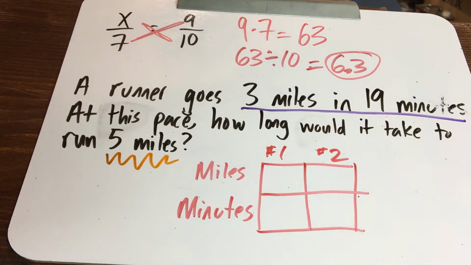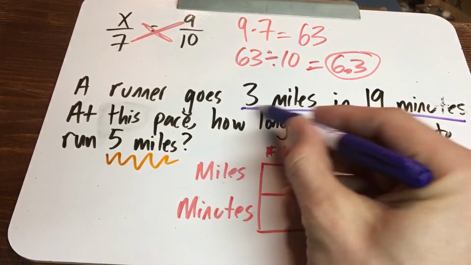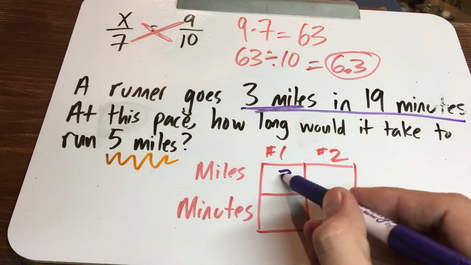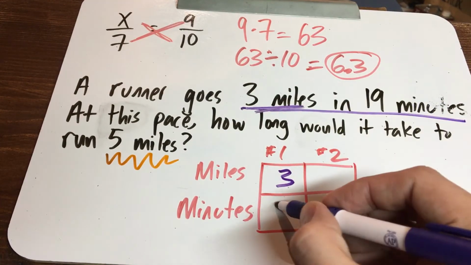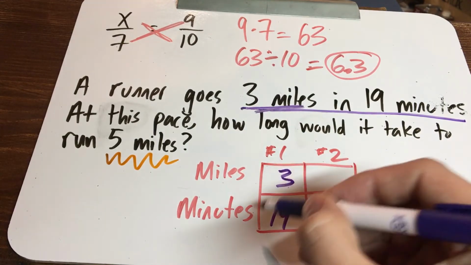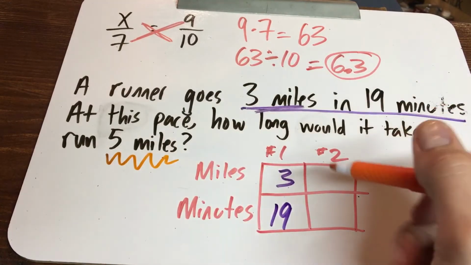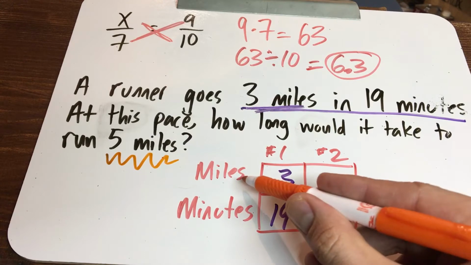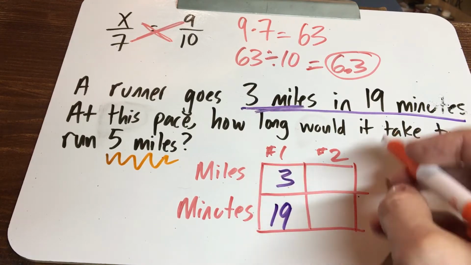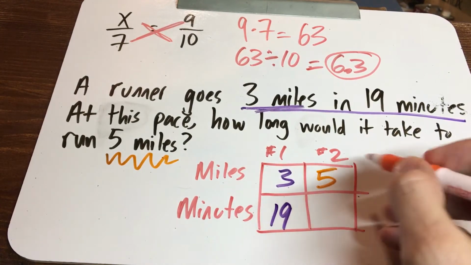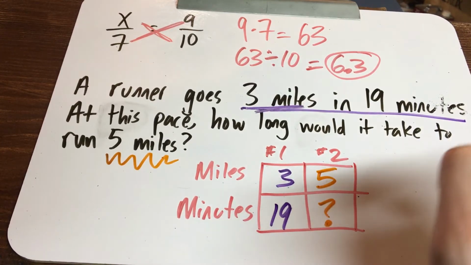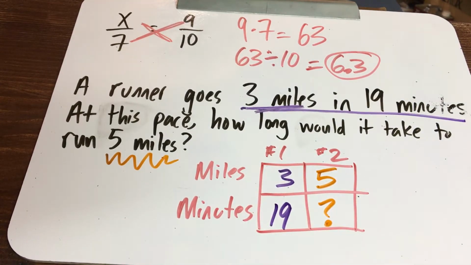And so in situation number 1, what I underlined in purple, this person can run 3 miles, underneath miles, they can go 3 miles in 19 minutes. So I have 3 miles and 19 minutes in situation number 1. And then what they ask us to find is how long would it take for this person to run 5 miles? So 5 miles goes up here with the miles in situation number 2. We want to know how long would it take this person to go 5 miles, right? So we don't know the amount of minutes it's going to take this person to go 5 miles. Okay?